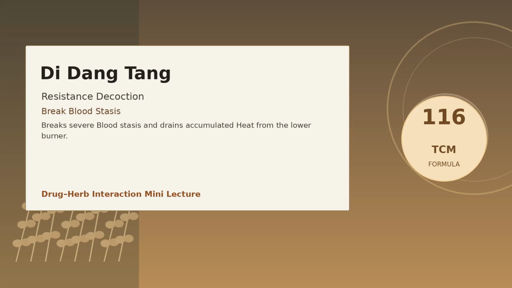Dang Tang, commonly translated as resistance decoction, is a classical traditional Chinese medicine formula in the category break blood stasis. Its core action is to break severe blood stasis and drain accumulated heat from the lower burner. The pattern framework is severe lower burner blood accumulation with heat.